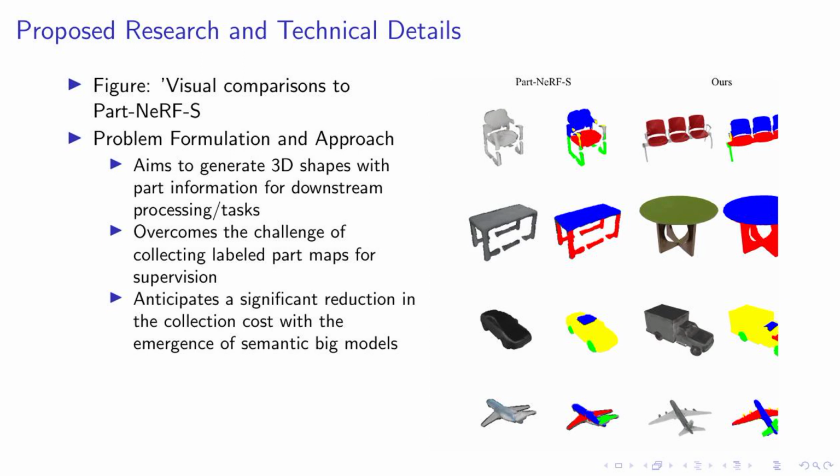Our aim is to generate 3D shapes with part information, which can be used for various downstream processing tasks. This is a challenging task, especially considering the difficulty in collecting labeled part maps for supervision. However, we're optimistic that the emergence of semantic big models will significantly reduce this collection cost.